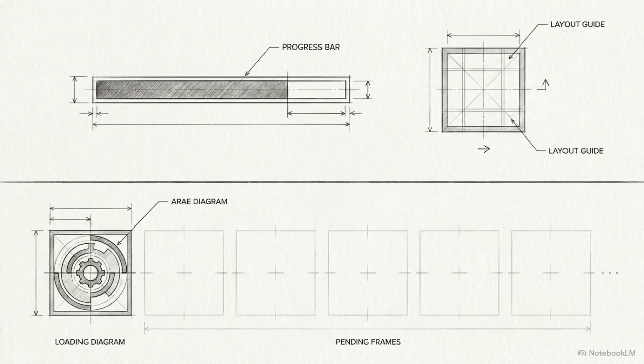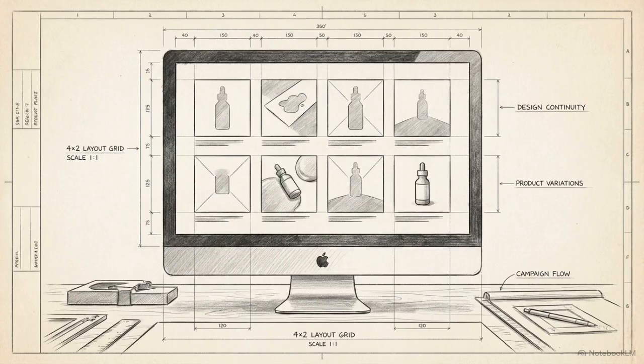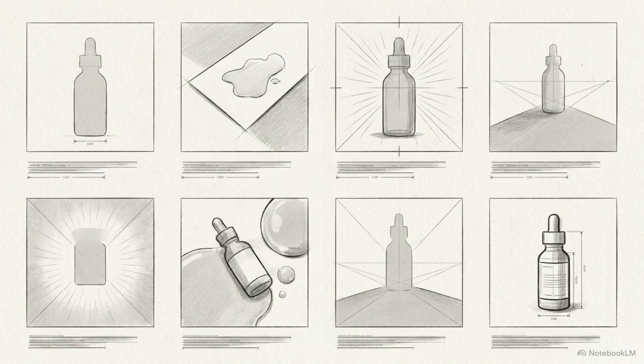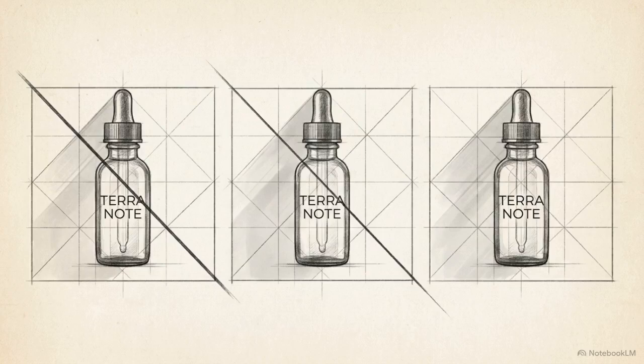Thinking mode consumes more compute tokens and takes longer to process than instant mode. However, for campaign-level continuity, that trade-off in latency is necessary. Agentic reasoning effectively moves the workflow upstream, allowing for the coordination of entire product launches through a single planning phase. Here is the final result: an 8-image carousel for the TerraNote skincare line. Every single panel shares consistent lighting, accurate typography, and a unified brand identity.